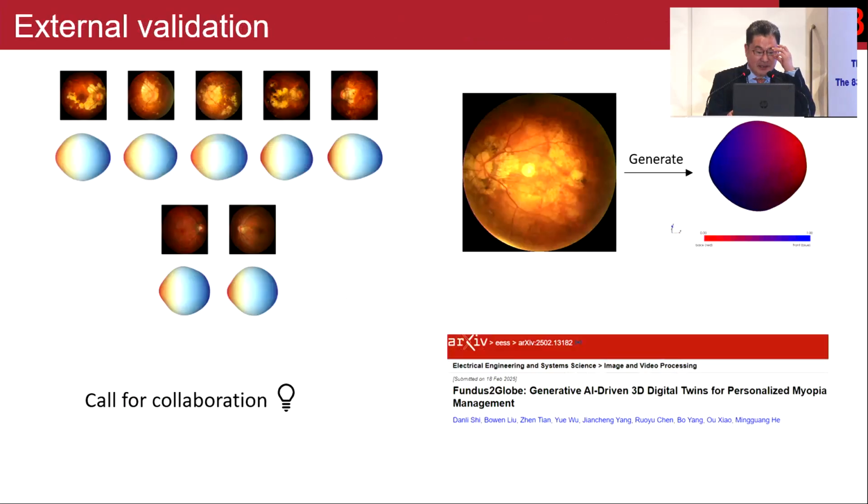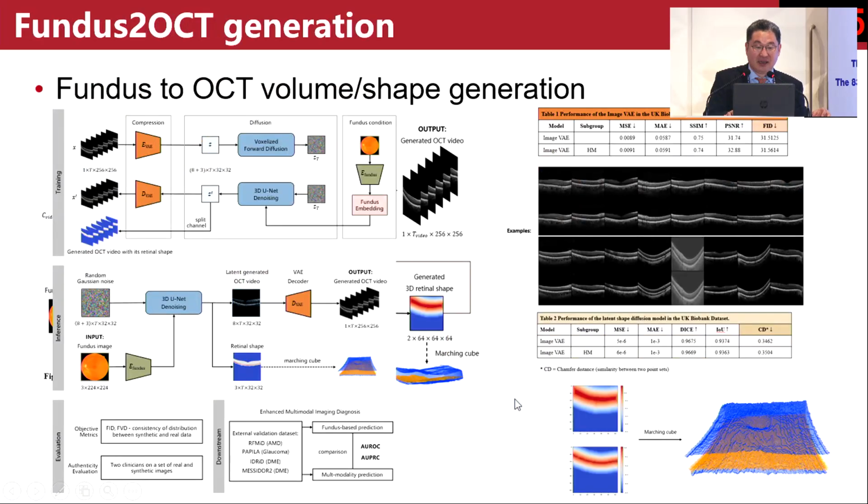We look forward to collaborating with you, for example, to validate this model. The model only needs a fundus photo and the axial length equivalent, and then we will be able to generate the ocular shape for you. We call it fundus to globe. We're also working on a technology that can use a fundus photo to generate fundus OCT images. So this is fundus to OCT generation.